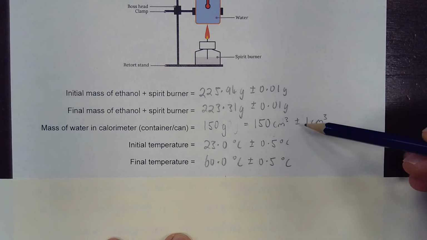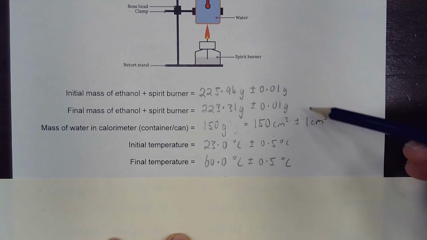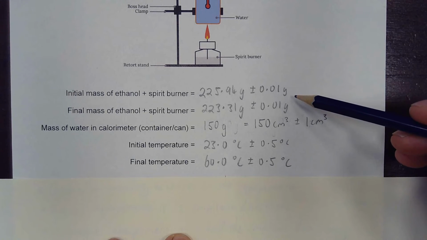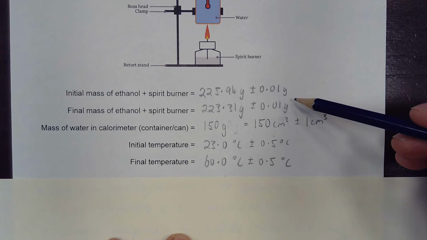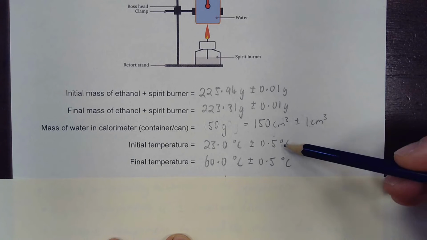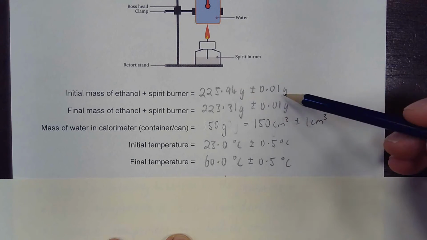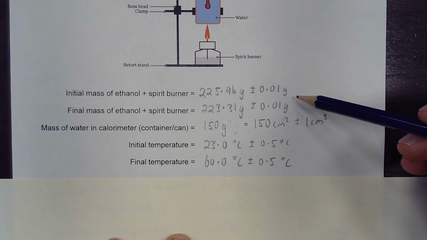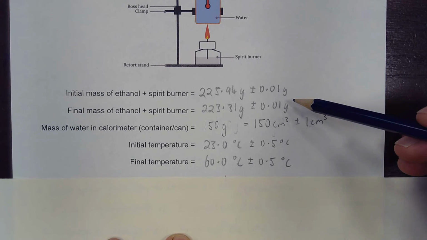These values that I've given with the plus or minuses are what we call absolute uncertainties. They're absolute because they all have the appropriate units that correspond to the original measurement. So they're not percentages. These are absolute uncertainties.